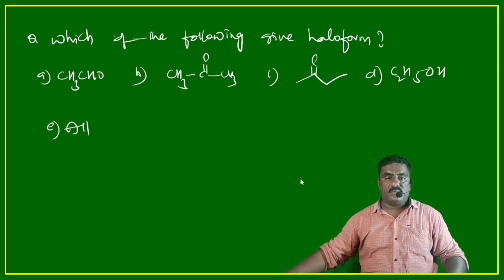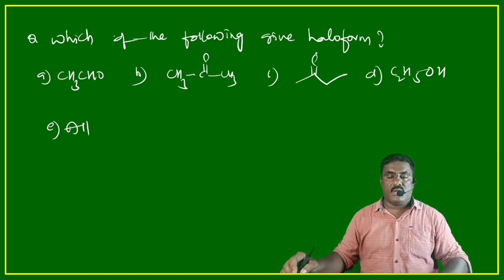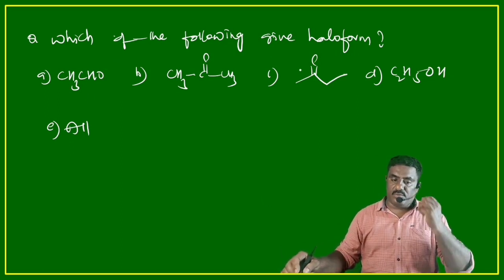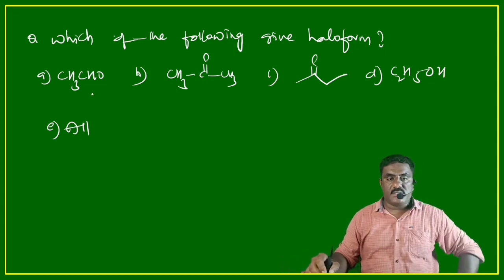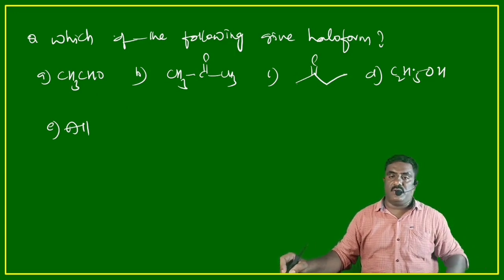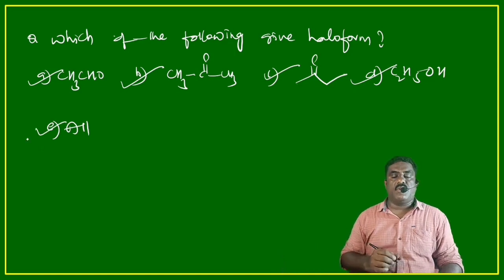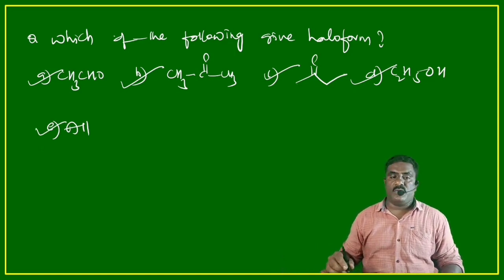Have a look at some questions. Which of the following gives the haloform test? Acetaldehyde, acetone, CH3COCH2, a methyl ketone, and ethanol. Ethanol also gives the haloform test. The option is all. All are giving the haloform test or haloform reaction.